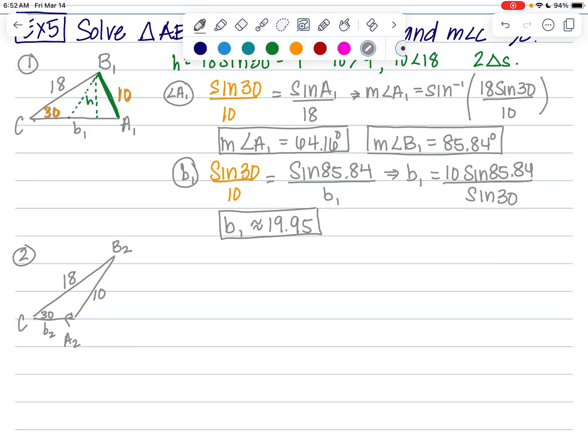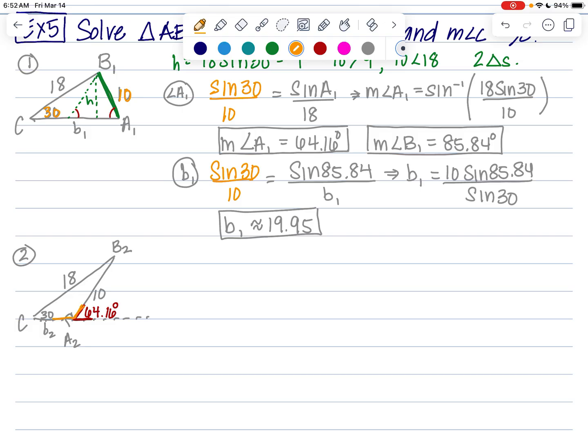Okay, remember that if I extend that out this way, I have angle A1, this and this are going to be congruent. So that means this angle right here is the same angle as A1. It has the same angle measure as A1. And angle A1 has a value of 64.16 degrees. Angle A2, which is this angle right here, is supplementary to that.